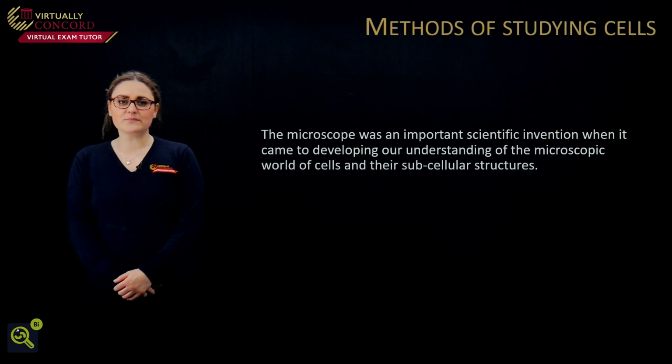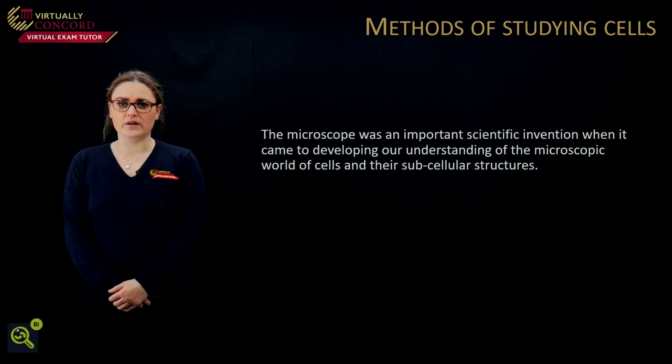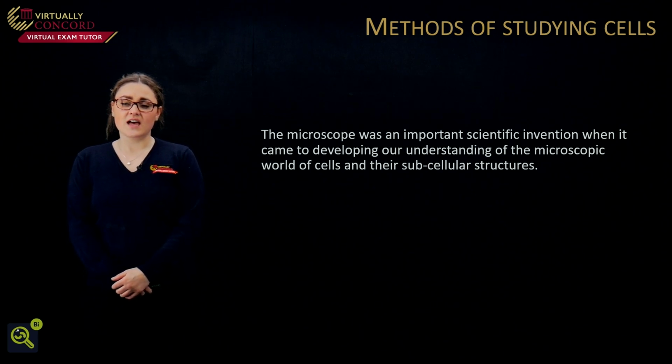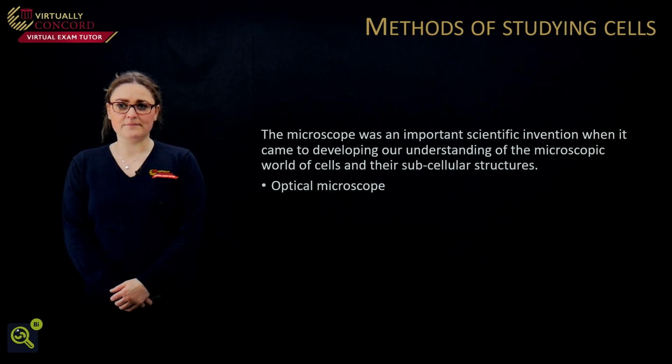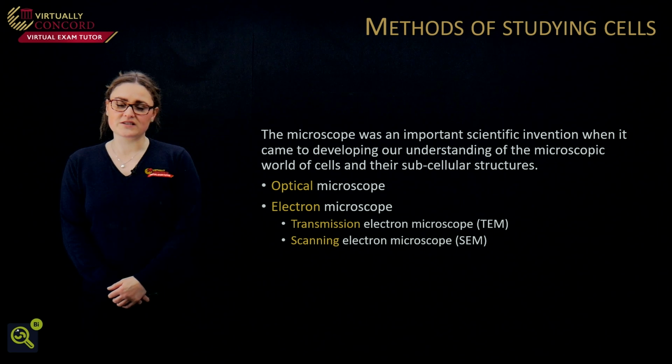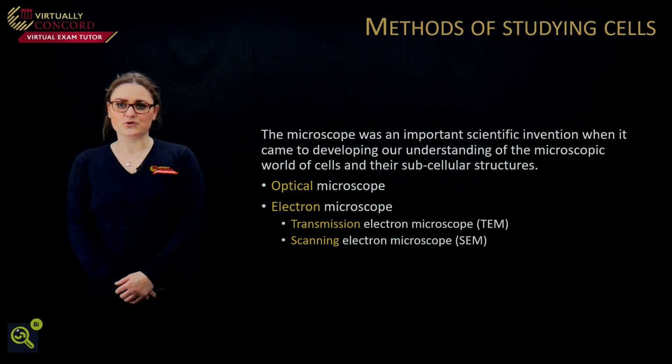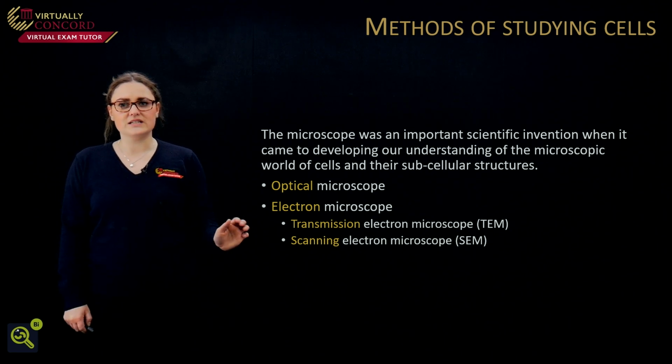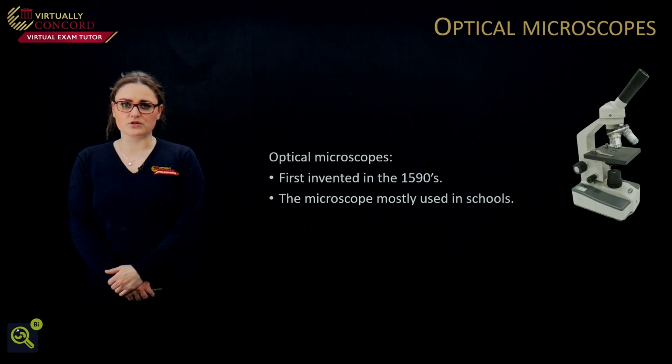The microscope was an important scientific invention when it came to developing our understanding of the microscopic world of cells and their subcellular structures. There are a few kinds that are used today: optical microscopes and electron microscopes. These fall into two categories: transmission electron microscopes and scanning electron microscopes, and we'll have a look at these in more detail in a little bit. We're going to start with optical microscopes.